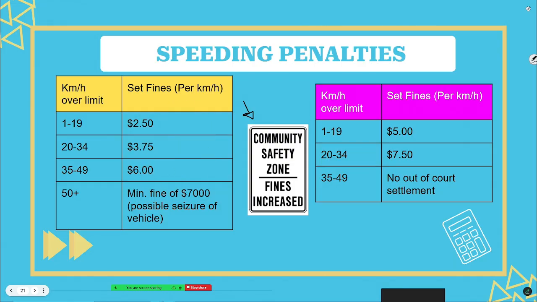In a normal zone, 1 to 19 kilometers over, it was $2.50. But now if you're speeding 1 to 19 kilometers per hour over the speed limit in a community safety zone, it's $5 per kilometer per hour that you went over, so doubled. If you are traveling 20 to 34 kilometers over, it's $7.50. If you are speeding by 35 to 49 kilometers per hour over, there's just no out-of-court settlement. You're kind of hoopty-dooped.